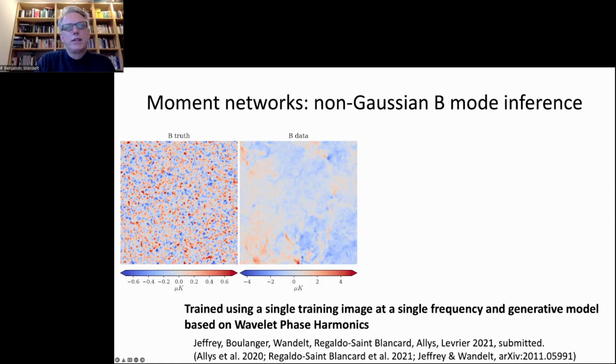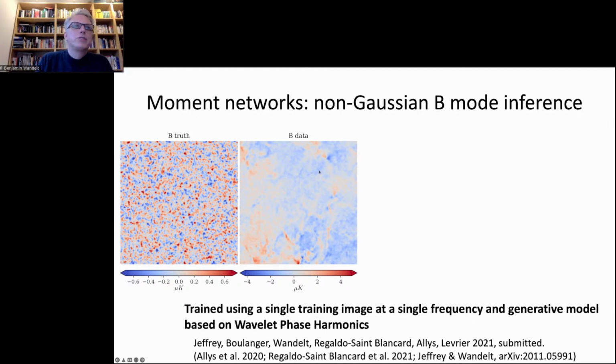And this includes another interesting technique, because here we're actually training our network using only one single simulation of the foregrounds, the cosmic microwave background polarized dust foregrounds. And we're able to do that because from that one simulation, we can generate many, many realizations that have the same morphology using a technique called wavelet phase harmonics, which quantify in detail the morphology of the simulation outputs. So with just a single simulation, we can train this network to de-noise or foreground clean polarization data.